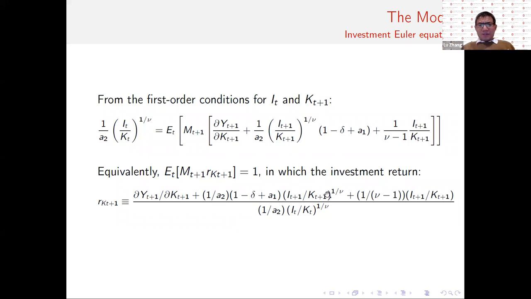So we're going to define the investment return as the marginal benefit of investment within the brackets on the right-hand side, the bracket that is multiplied with the pricing kernel. That term is the numerator of the investment return. So the investment return is the marginal benefit of investment next period divided by the marginal cost of investment today. In other words, the investment return is the quantitative trade-off between the benefit next period and the cost today.